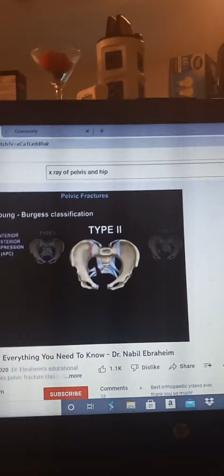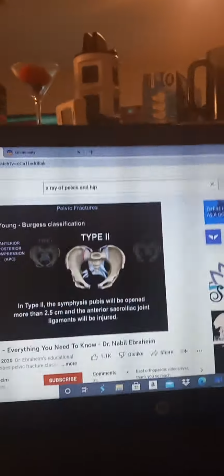Type 2, the symphysis pubis will be open more than 2.5 centimeters, and the sacrospinous and sacrotuberous ligaments will be injured, and the anterior sacroiliac joint ligaments will be injured too. So the pelvis becomes rotationally unstable, but vertically stable.